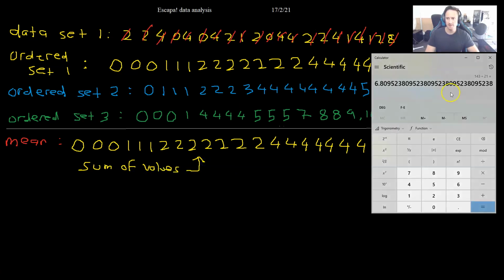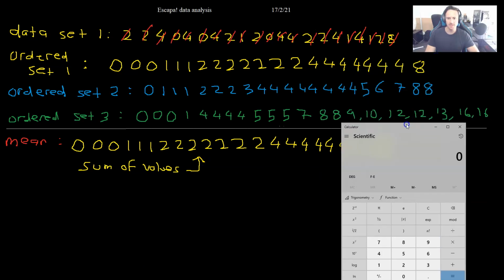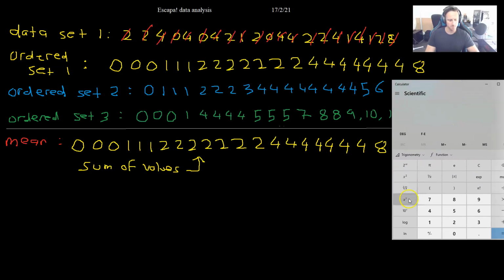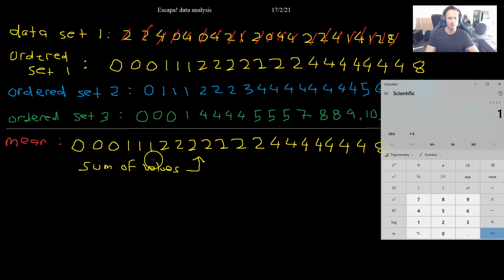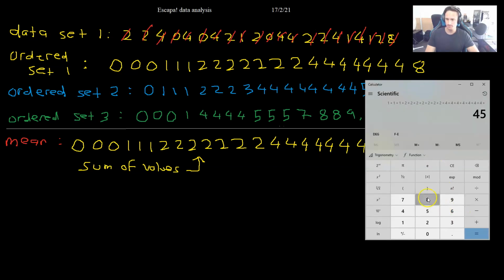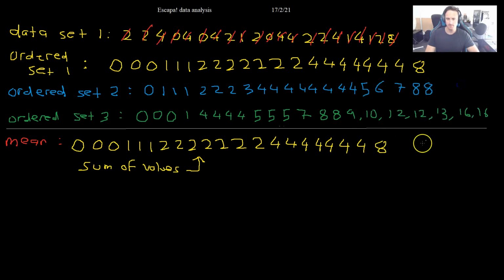So then I'll get my calculator and I'll add up all the numbers in that data set. I've got 3 zeros, so I don't need to add that. 3 ones, so 1 plus 1 plus 1. Oops, I need to move the calculator. There we go. 1 plus 1 plus 1. I've got 1, 2, 3, 4, 5, 6, 7 twos. So 2 plus 2 plus 2 plus 2 plus 3 plus 2 plus 2. And 7 fours. And 1 8. So that's 53.